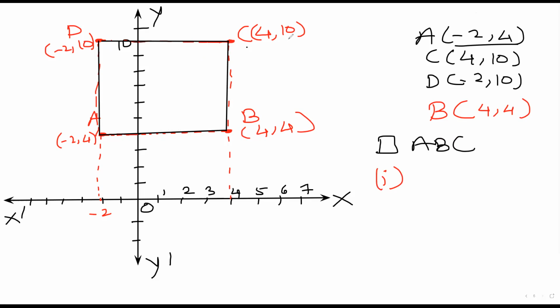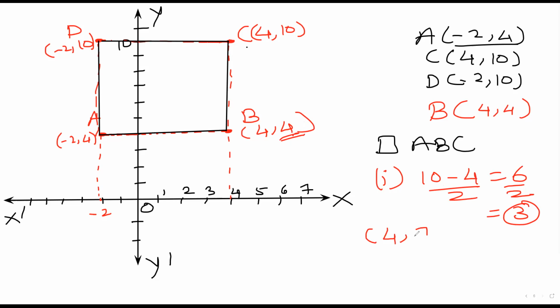See, you have to subtract the y coordinates of B and C. When you subtract the y coordinates of B and C, what will happen? 10 minus 4 is 6, correct? And if you divide by 2, what do you get? 3. So you have to add 3 to the y coordinate of B. Are you getting my point? You have to add 3 to the y coordinate of B. So what is the coordinates of the midpoint of BC? 4, 7. 4 plus 3, 7.